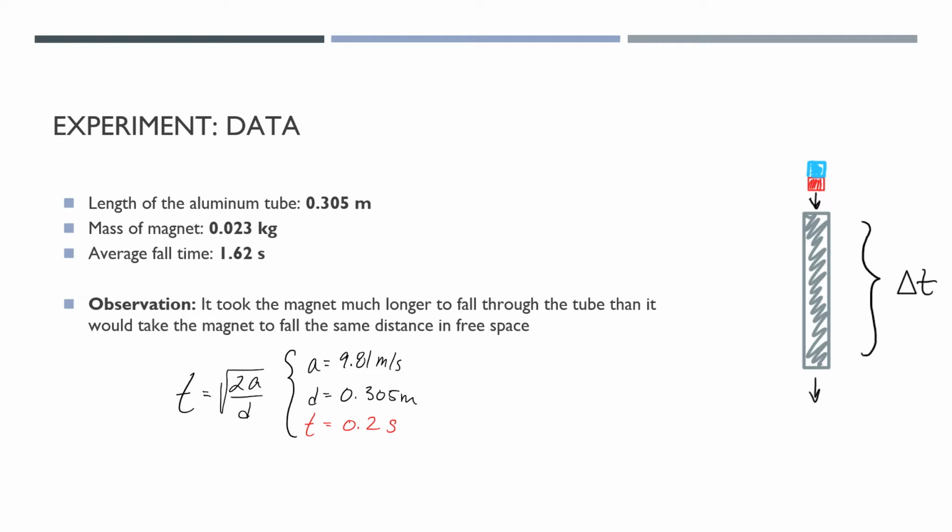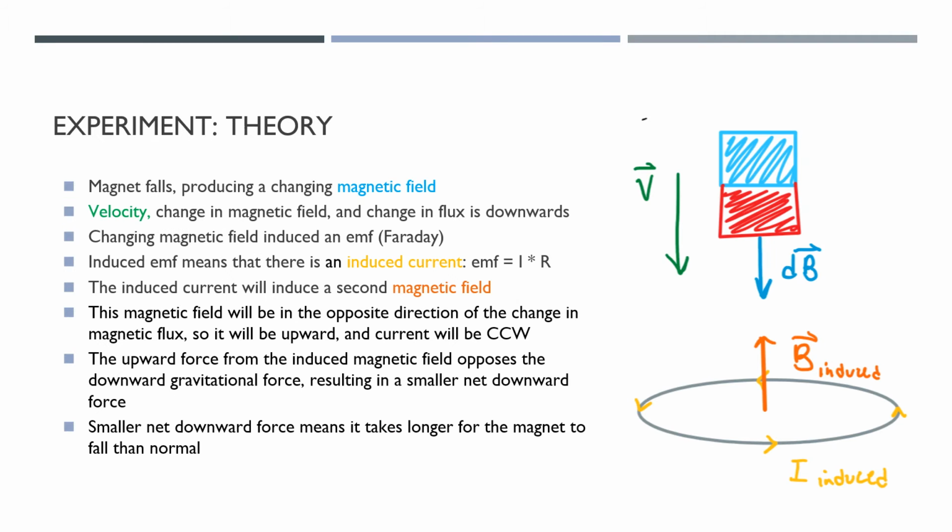That's because there are some forces acting on it that we didn't take into account. This is the theory behind what's really happening with our bar magnet and our aluminum tube. The magnet falls, producing a changing magnetic field. The magnet's velocity, the change in magnetic field, and the changing flux are all downwards. The changing magnetic field induces an EMF, as Faraday's law tells us. The induced EMF means that there's an induced current, as EMF is equal to current times resistance.